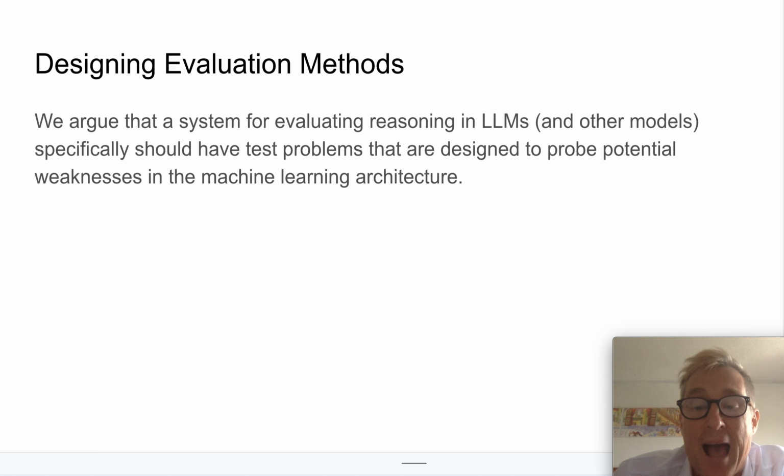So the argument we're going to make in this paper is that in the design of any system for evaluating reasoning in large language models, in fact any other kind of artificial reasoning system, should have test problems that are deliberately designed to probe the potential weaknesses of the machine learning architecture, i.e. not just assume that if it can do things that are hard for humans, it's solved all of the problems of reasoning. We should be trying to actively probe where the boundaries of its reasoning capacities are.